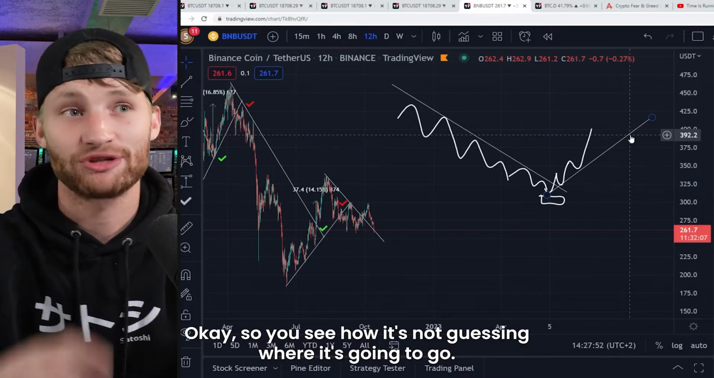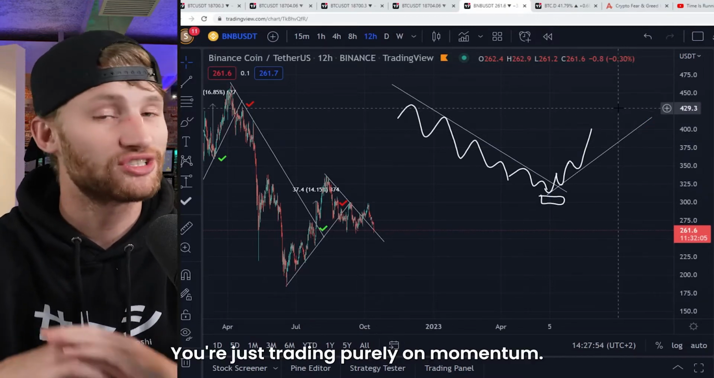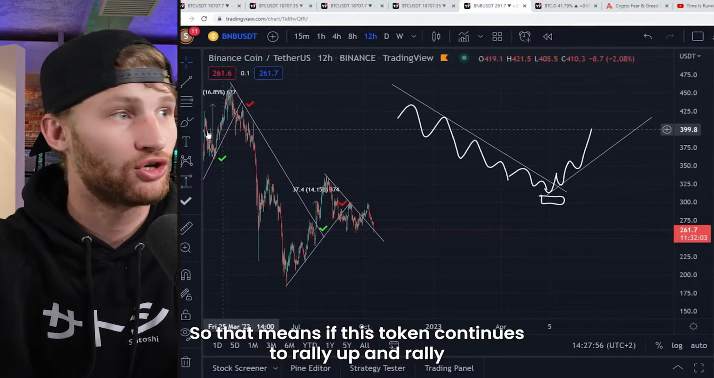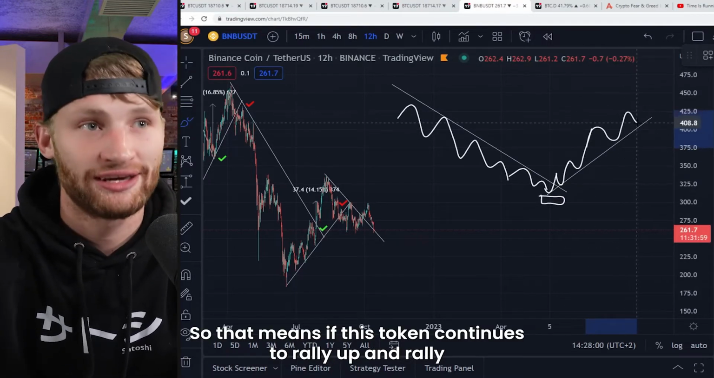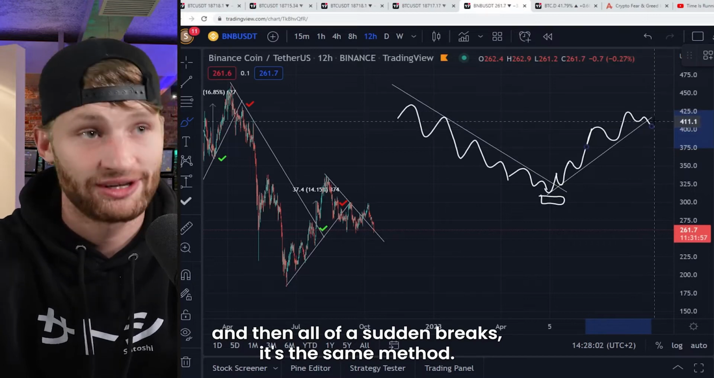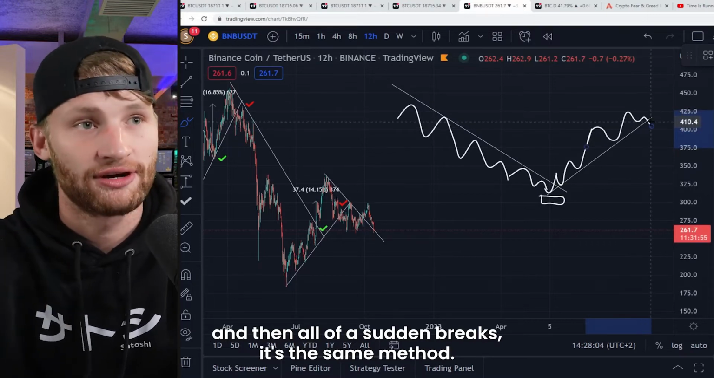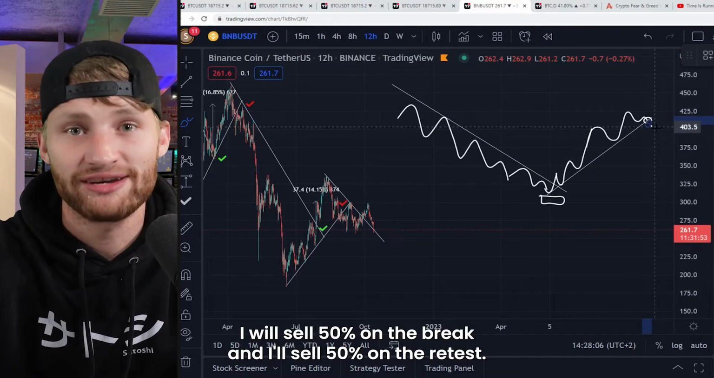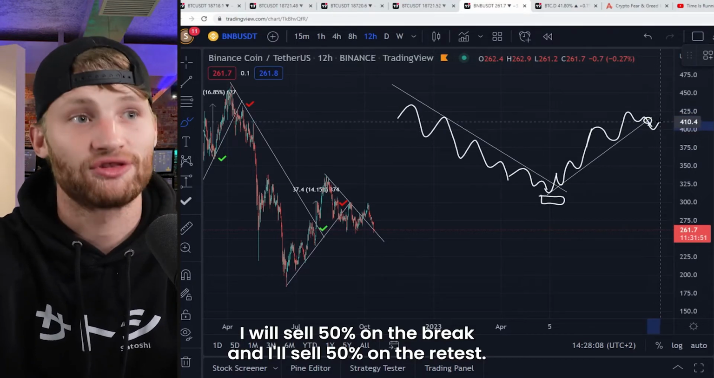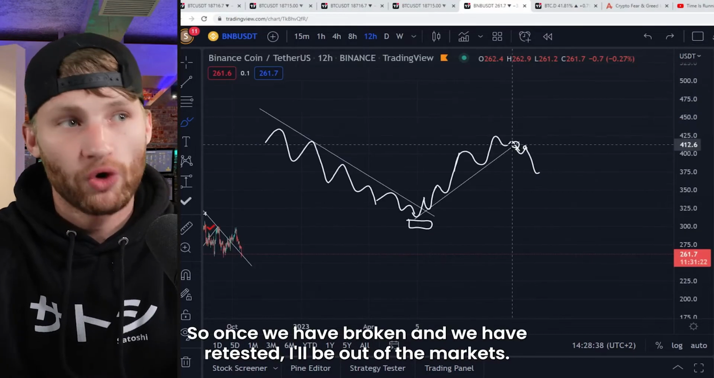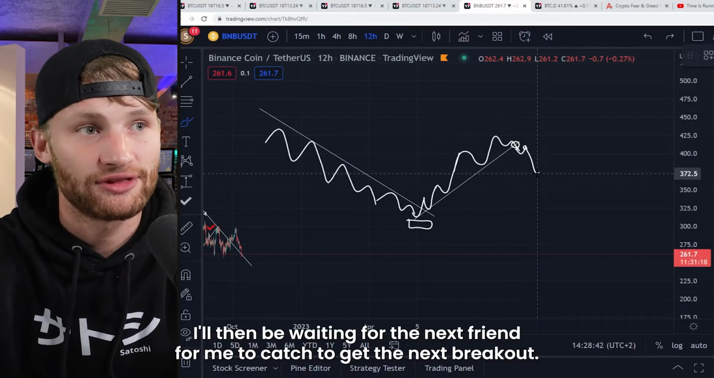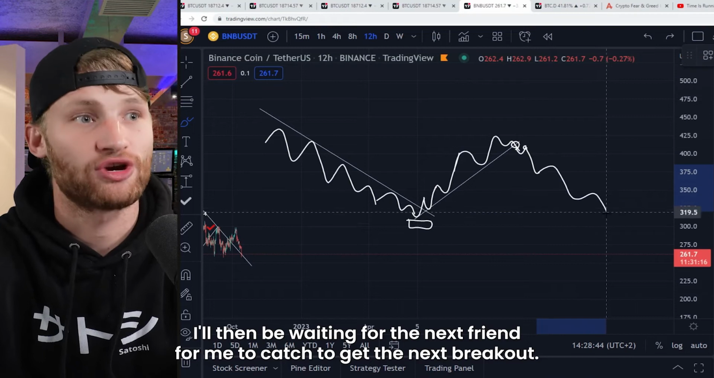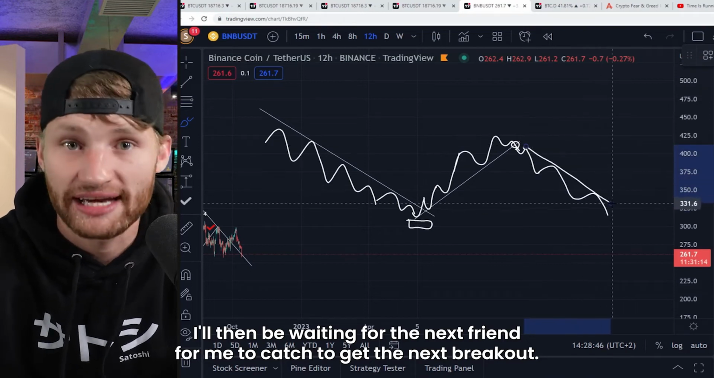Okay, so you see how it's not guessing where it's going to go. You're just trading purely on momentum. So that means if this token continues to rally up and then all of a sudden breaks, it's the same method. I will sell 50% on the break and I'll sell 50% on the retest. So once we have broken and we have retested, I'll be out of the market. I'll then be waiting for the next trend to catch to get the next breakout.